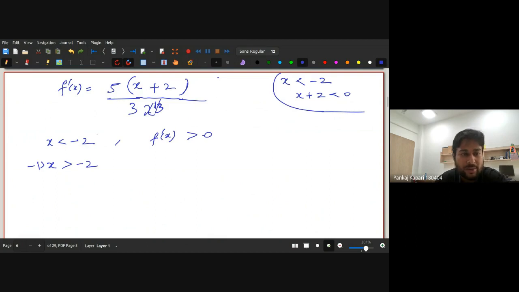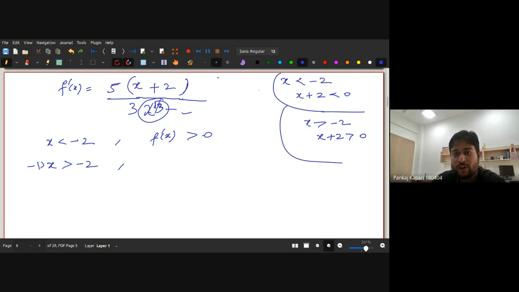Okay, so what happens if x is greater than -2, but we are not making it 0? We are very close to -2. Still x is negative, so the denominator is still negative. But if x is greater than -2, then you can see that x plus 2 is bigger than 0, so x plus 2 is positive. So the numerator has positive sign, denominator has negative sign. That means the overall sign is negative, right?